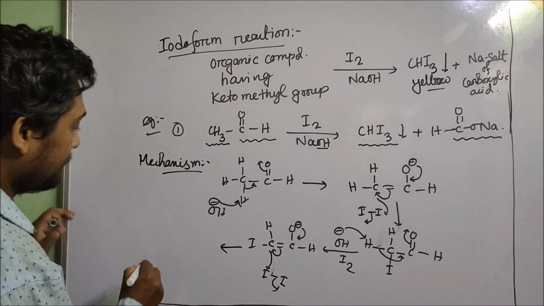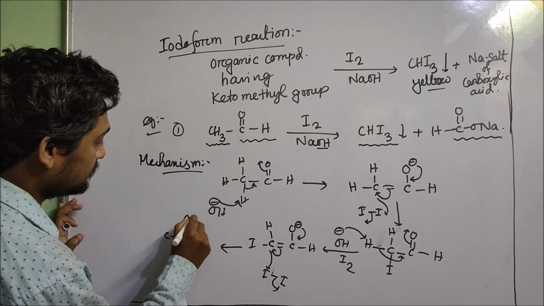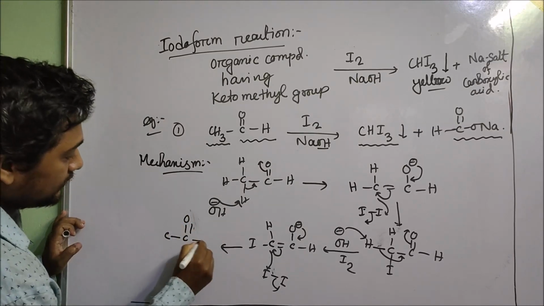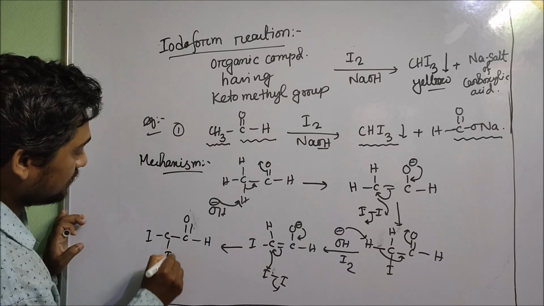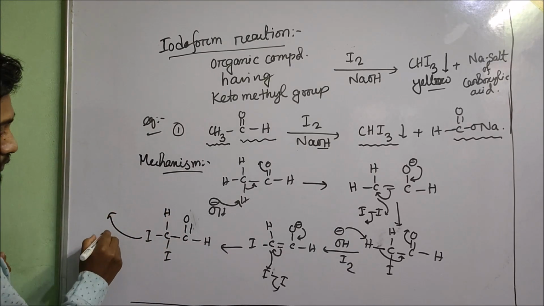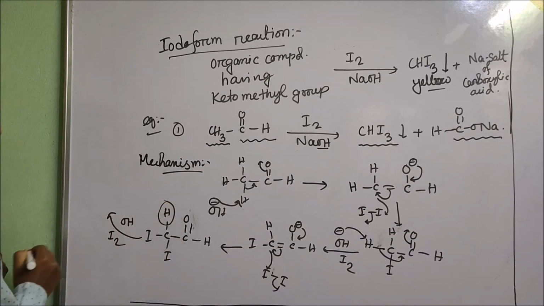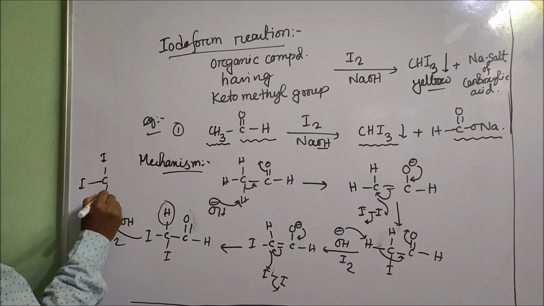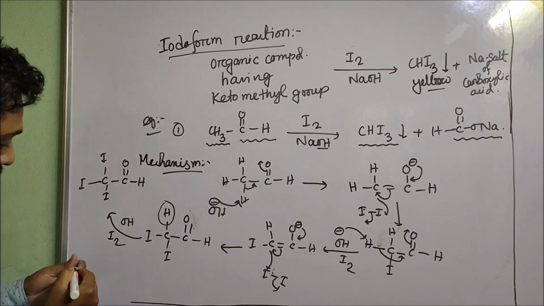In this way, this molecule will have two iodine. Again, if we react with OH minus and I2, then another iodine will come here. So we have CI3 and CHO.